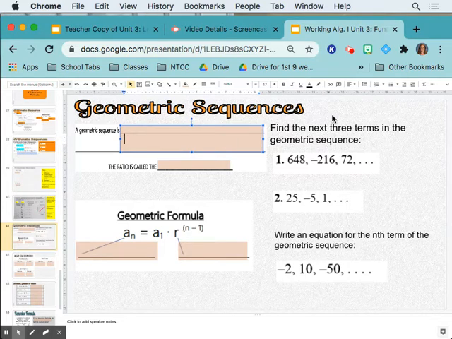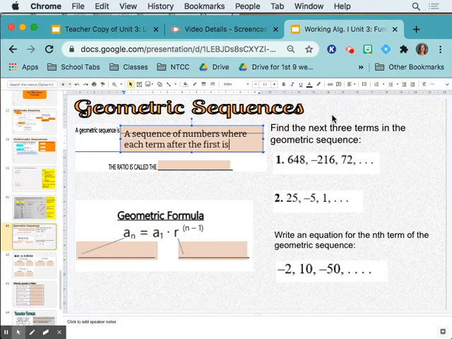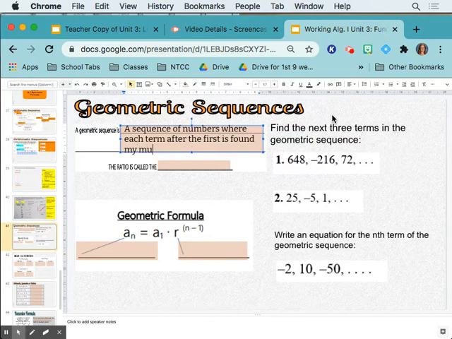A geometric sequence is a sequence of numbers where each term after the first is found by multiplying by some ratio.